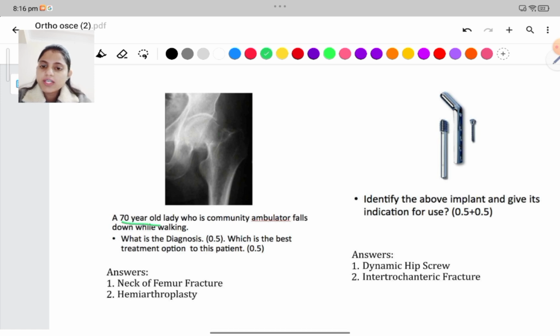A 70-year-old lady who is a community ambulator falls down while walking. What is the diagnosis? Here we can see the fracture. So the neck of femur is fractured. You can see this fracture. Here, see. The neck of femur is fractured. And what is the best treatment for this patient? Hemiarthroplasty or total hip replacement.